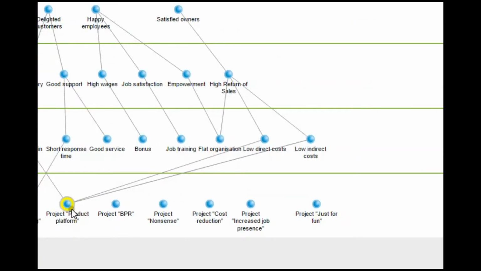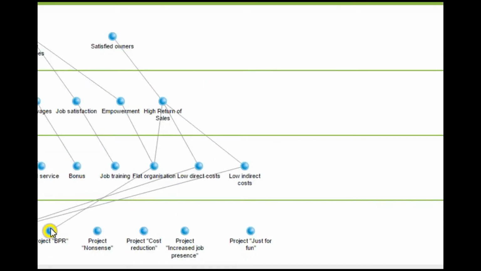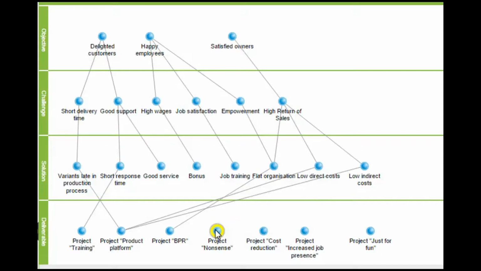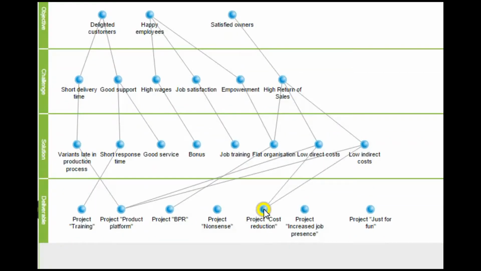It's a project product platform that will make it possible to give us variance late in the production process, as well as reduce our direct costs and indirect costs. It's project BPR, business process reengineering, that may provide us with a flat organization. It's a project nonsense that seems to not connect with the above levels. It's project cost reduction that will provide lower direct costs as well as lower indirect costs.